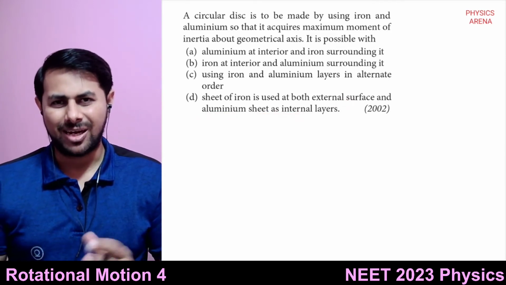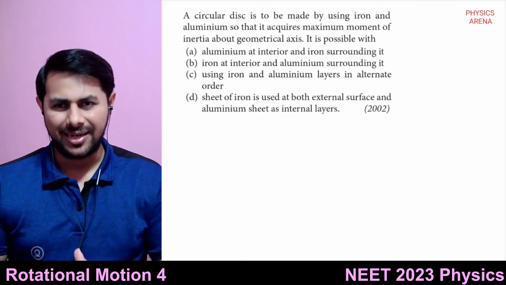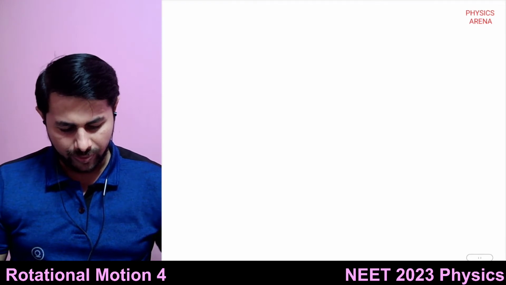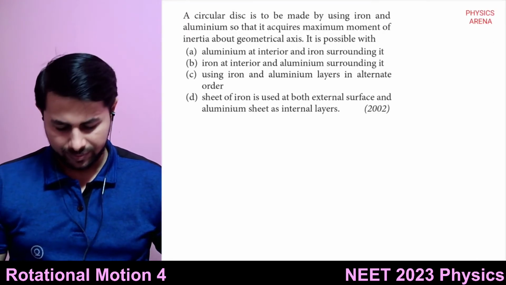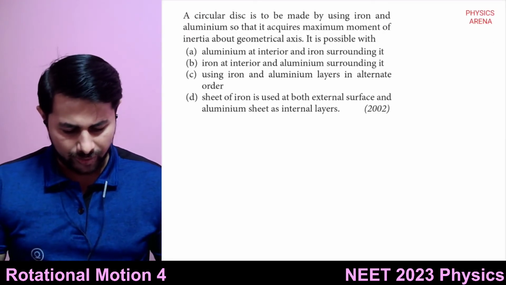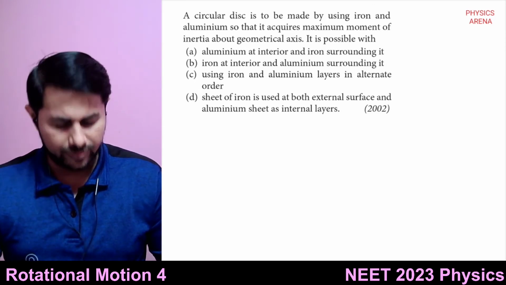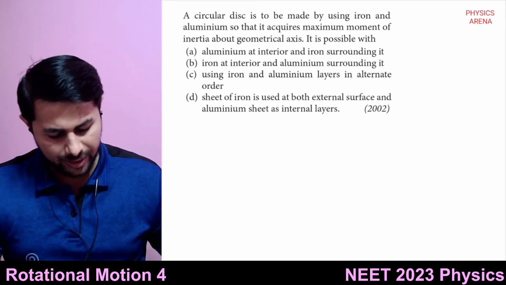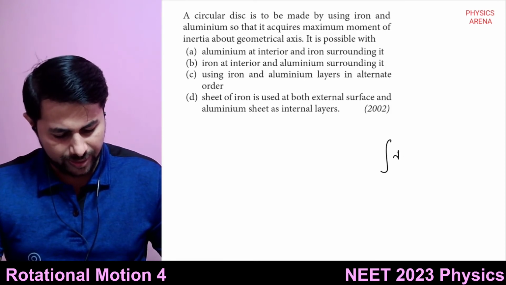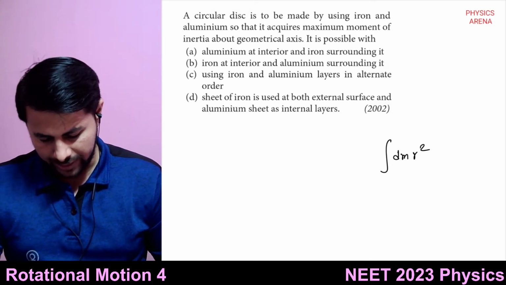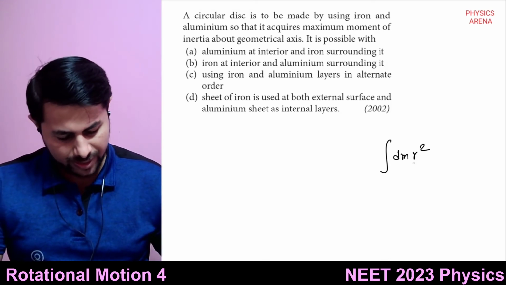We know that aluminium is very light compared to the iron. Okay, so now the formula of moment of inertia is what? For a disk, you can say it will be integral of dm into r square. Okay, this is the formula for moment of inertia.